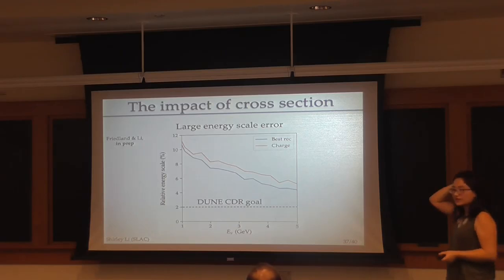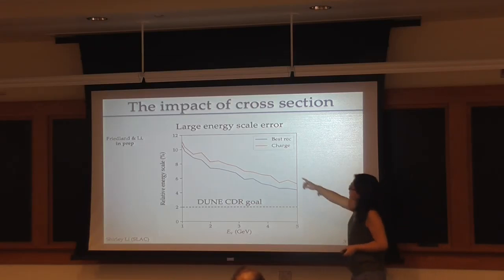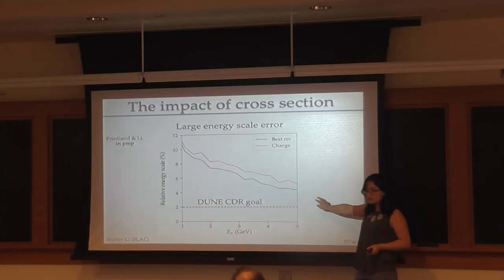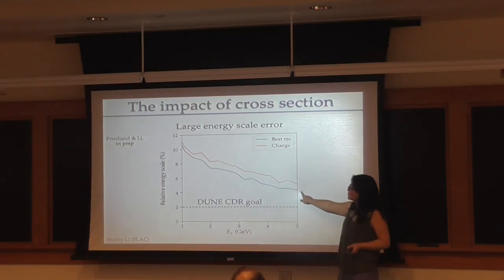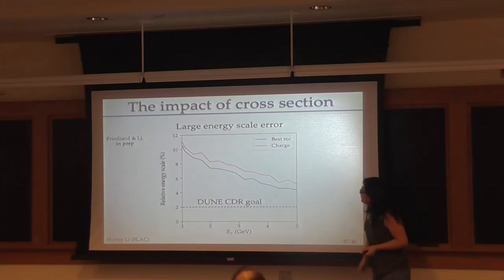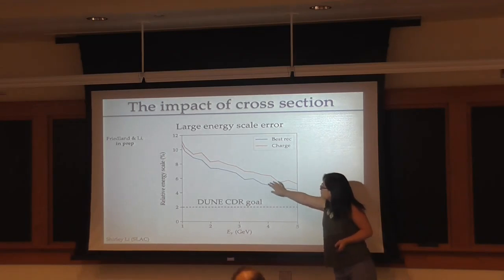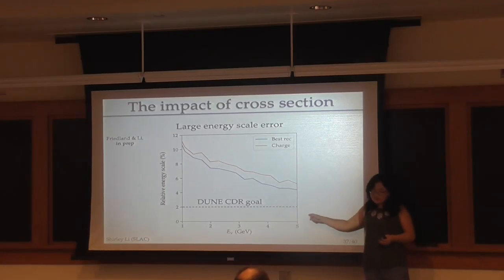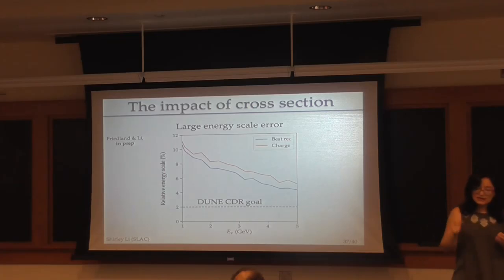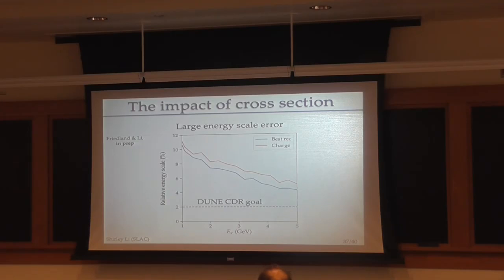And this is a preliminary result. The energy scale error between two generators, I think this is simulated with Genie reconstruction feature, are these two lines, the best reconstruction method. Look at this blue line. It's a function of energy, but it's roughly, say, at 6% level. In comparison, the DUNE CDR goal for energy scale error has to be smaller than 2%. So this is one way to show that current generators are definitely introducing a much larger uncertainty than what we are aiming for.